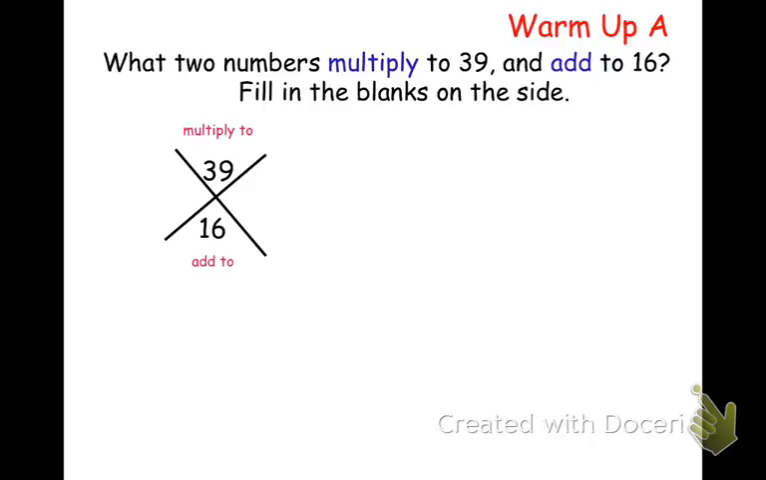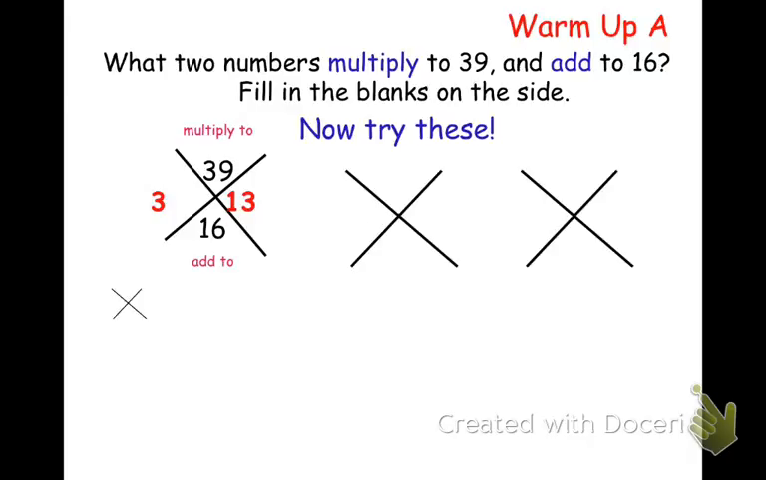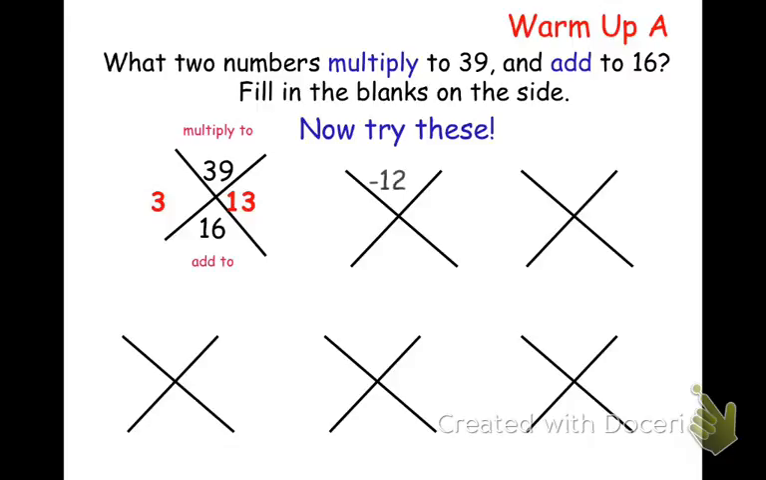Okay, Caitlin, what'd you get? 3, positive 3 and 13. Okay, so let's try that. I want you to pause the recording and finish doing these the same way. Okay, sorry about that. Now let's look at these.